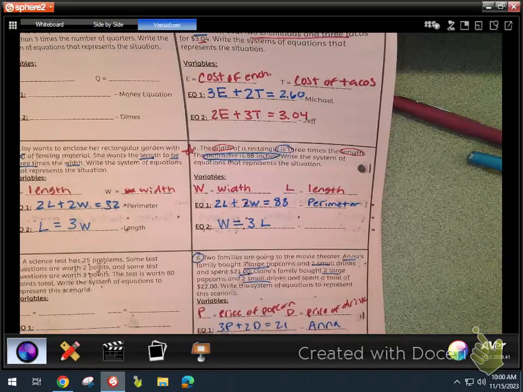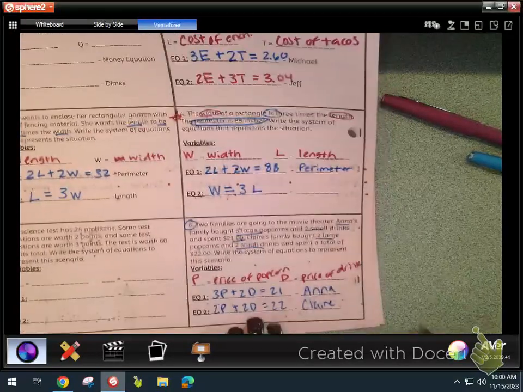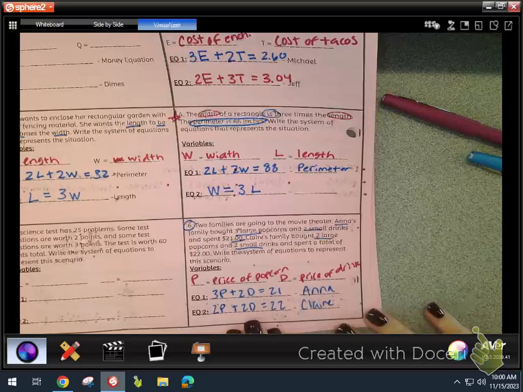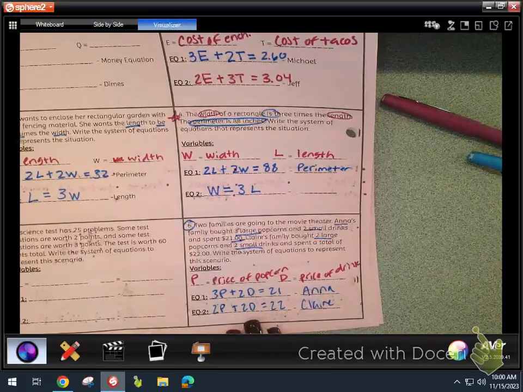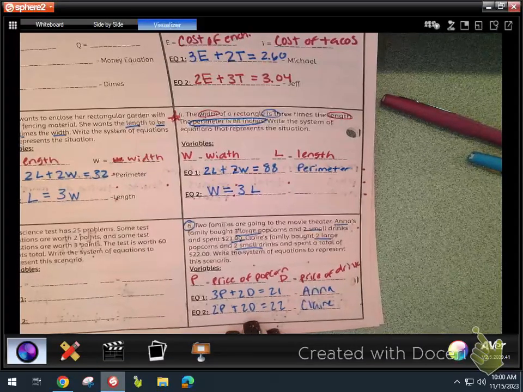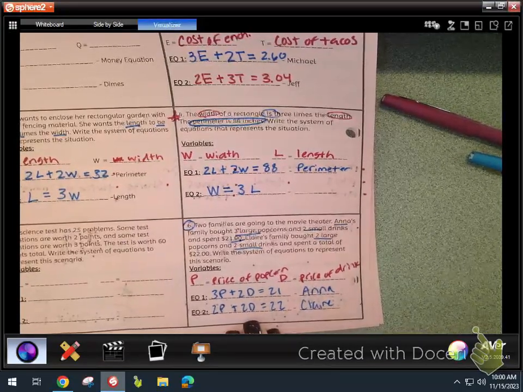Okay, I used D for drinks, but yeah. And then what was that equal to? 22. Okay? Now, we talked about this doesn't really make sense because Anna bought more stuff, so she should have spent more, but we'll expect that Anna had a buy one, get one free or something. Okay? But that's how you would set it up.